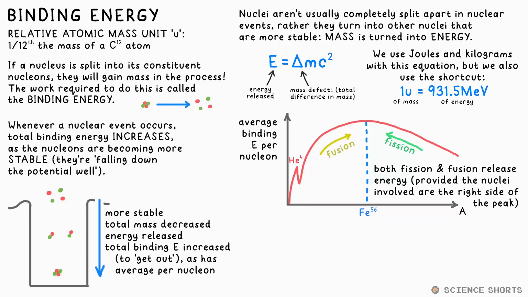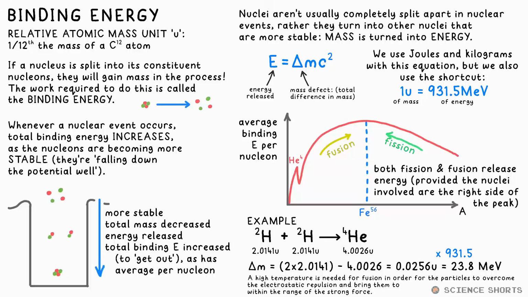Fission is the splitting of a nucleus, whereas fusion is the joining together of them. In both cases, energy can be released so long as the binding energy has increased. They fall down this imaginary potential well, and therefore climb this curve. That means the isotopes to the left of iron-56 release energy if they undergo fusion. To the right of it, the same is true if they undergo fission instead. If you were asked to calculate the binding energy in an interaction, all you have to do is find out the mass defect and then just times by 931.5 to give you the binding energy in mega electron volts.